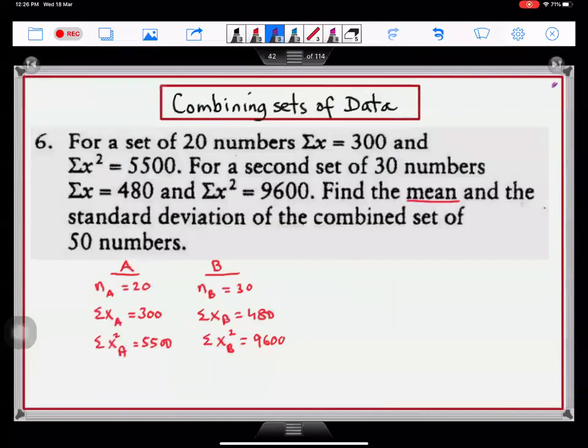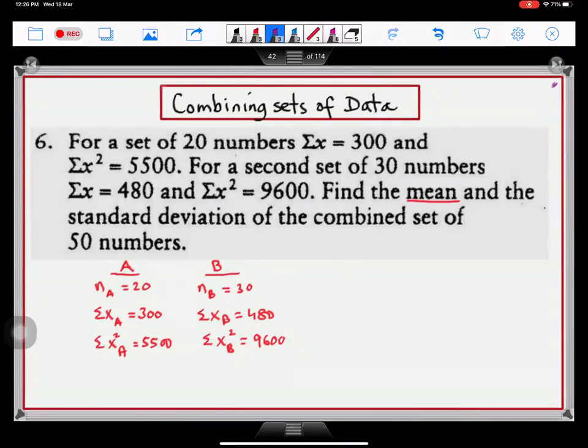Combination of sets of data. We are focused on 3 questions. This was the first one. That was not a past paper question. And then there were 2 past paper questions, the garage one and the man and the woman one. Let's focus on each one of them. And then we will start the topic for today's class, which is assumed mean and coding.